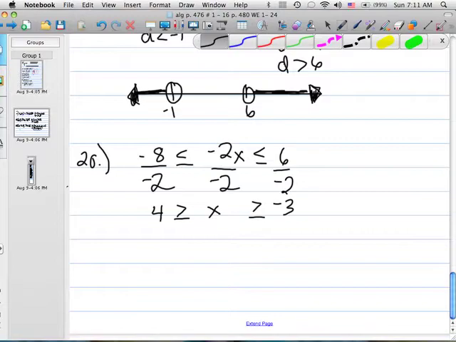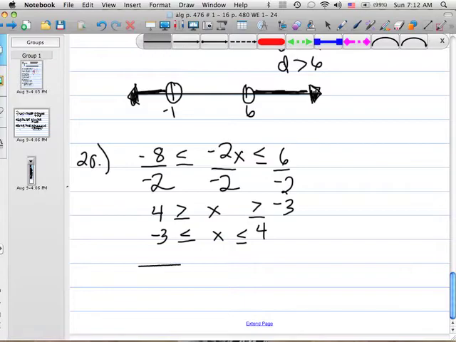Now this is not ready to graph, so when that happens and I get greater than, I have to turn it again so I can graph it. 4 is greater than or equal to x, and x is greater than or equal to negative 3. So that's the same as negative 3 is less than or equal to x, and x is less than or equal to 4. Basically, just make sure that the numbers are in the correct order of the number line, and you turn your inequalities again. So that's a double turn.